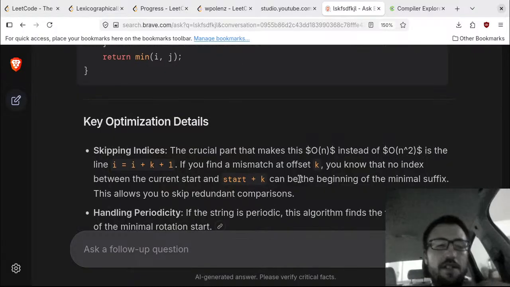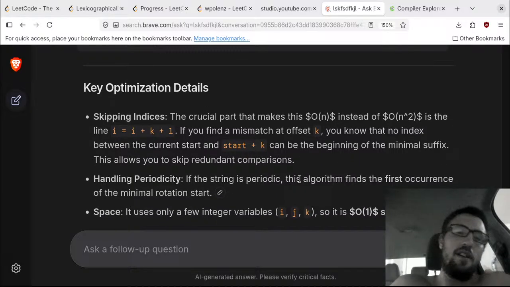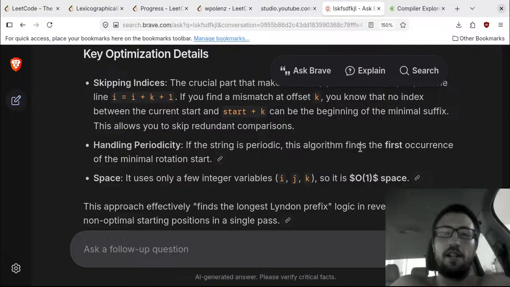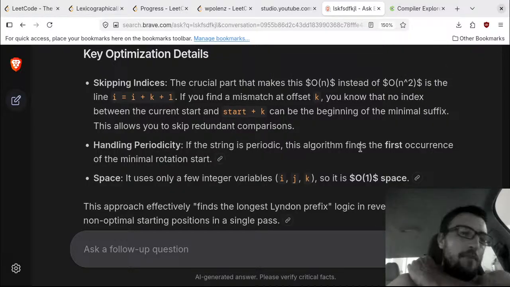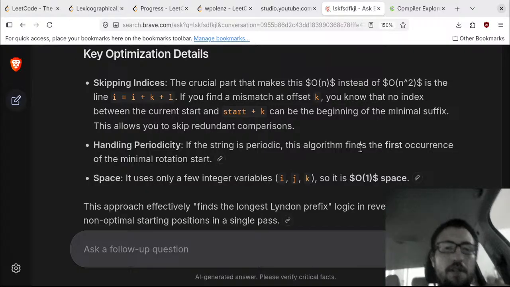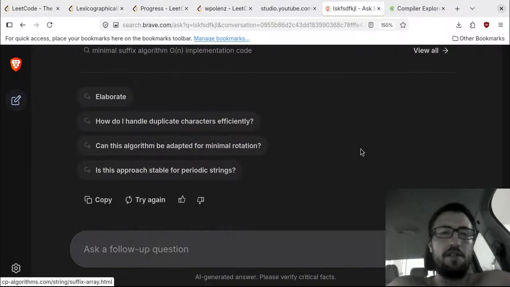Key optimization details: skipping indices. The crucial part that makes this linear instead of quadratic is the line i equals i plus k plus 1. If you find a mismatch at offset k, you know that no index between the current start and start plus k can be the beginning of the minimal suffix. This allows you to skip redundant comparisons, handling periodicity. If the string is periodic, this algorithm finds the first occurrence of the minimal rotation start. It uses only a few integer variables, so it uses constant space. This approach effectively finds the longest Lyndon prefix logic, filtering out non-optimal starting positions in a single pass.